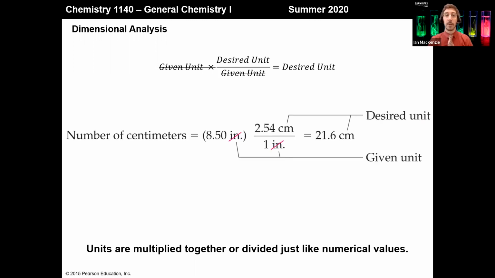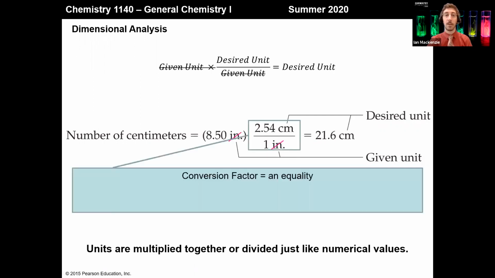So let's take a practical example. If I am trying to determine the number of centimeters of a measurement that turns out to be 8.5 inches, I can multiply by 2.54 centimeters over 1 inch. I will have inches in the numerator and inches in the denominator, and those will cancel and leave me with my desired unit of centimeters. Now, this fraction is something that's known as a conversion factor. That's something that allows me to convert from my given unit to my desired unit.